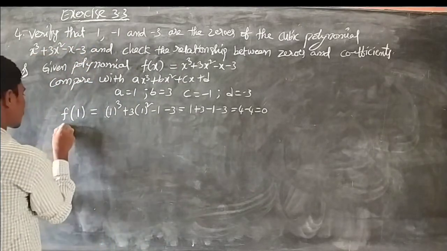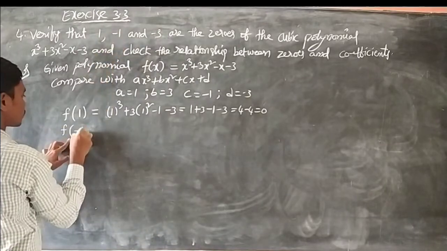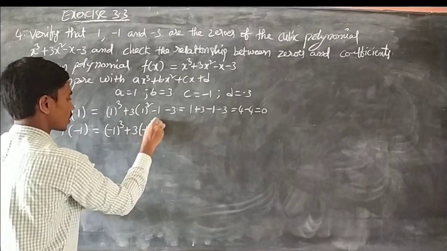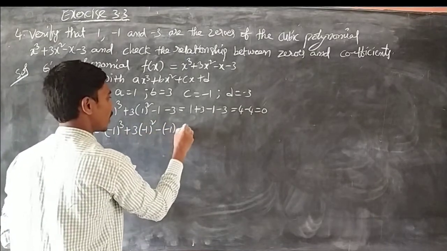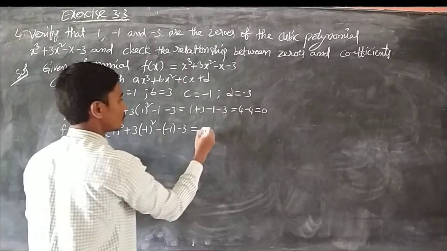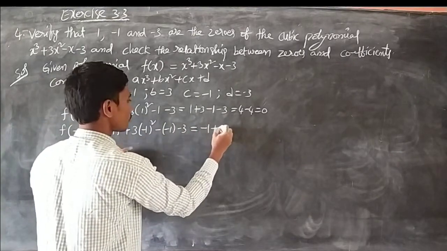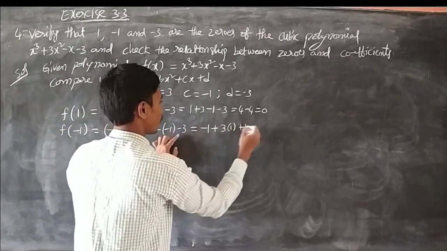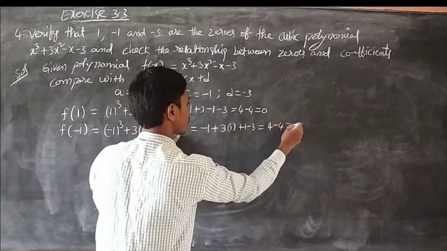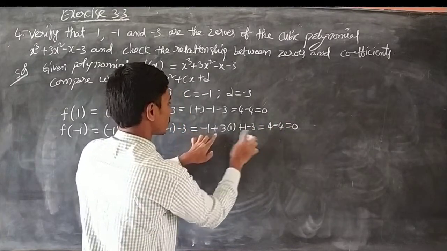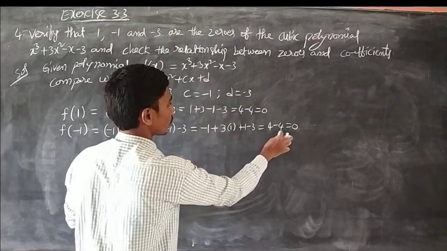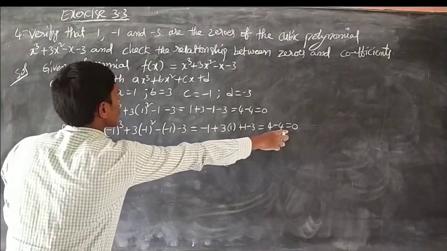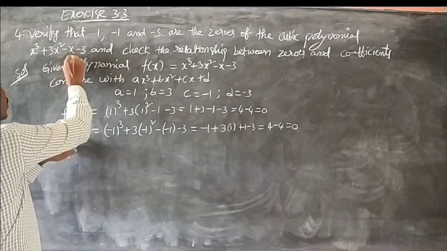Next, f of minus 1. Minus 1 whole cube plus 3 into minus 1 square minus of minus 1 minus 3, that is equal to minus 1 whole cube is minus 1, plus 3 into minus 1 whole square means 1, plus 1 minus 3. Minus 1 minus 3 is minus 4, 3 ones are 3 plus 1 is 4, 4 minus 4 is equal to 0. f of minus 1 is satisfying as a zero, so minus 1 is a zero of this polynomial.